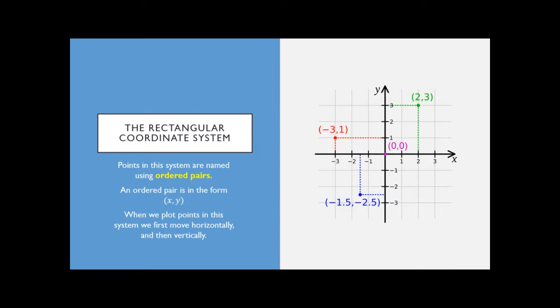In red, we have -3, 1. So you can see that the -3 is the x value, 1 is the y value. And then when you have decimals, you have to approximate. So in blue, we have -1.5 and then -2.5. So we're about halfway between -1 and -2 and -2 and -3. So you have to kind of approximate where those values are.